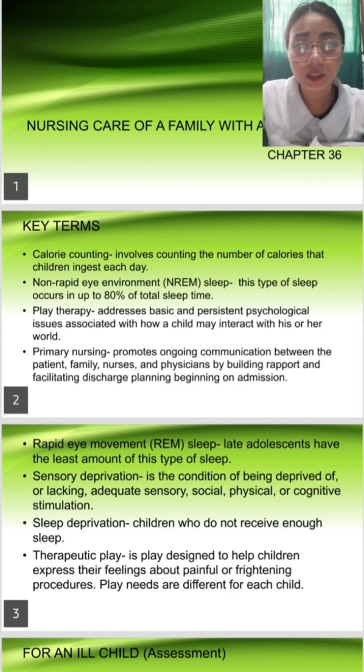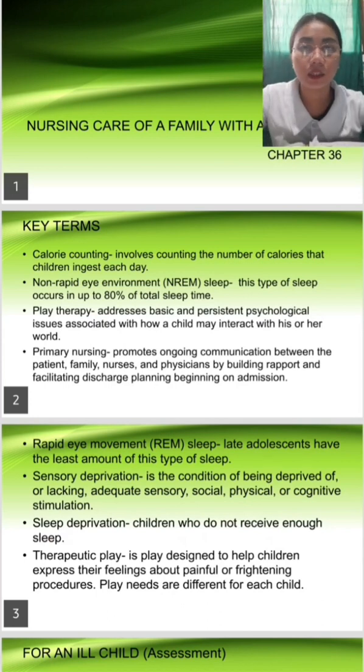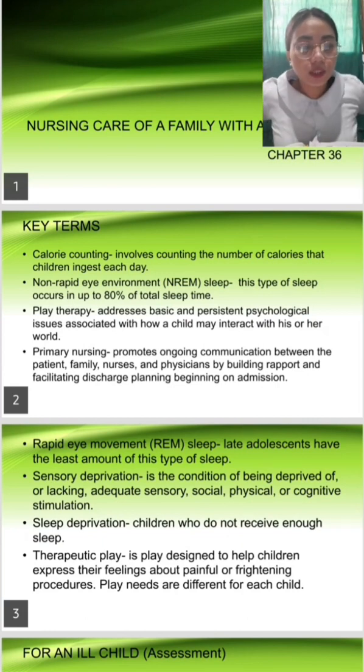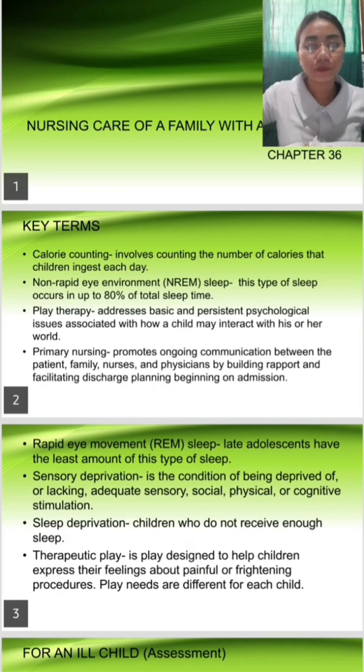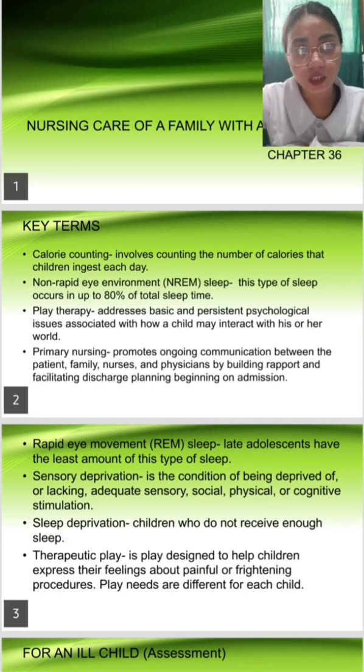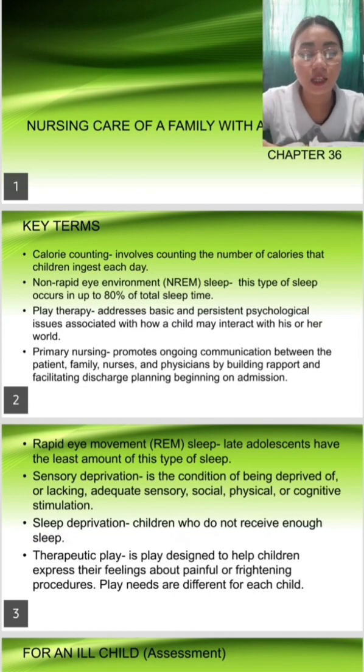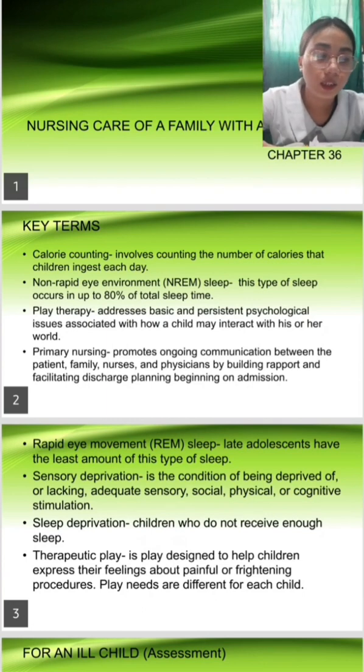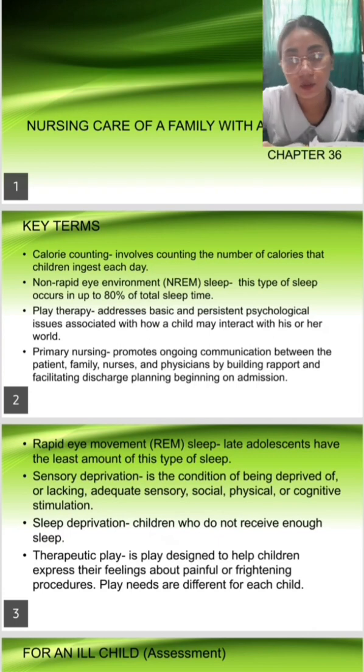Next is non-rapid eye movement, or NREM sleep. This type of sleep occurs in up to 80% of total sleep time. It involves light sleep from which you can be awakened easily. Stage N2 lasts from about 30 to 60 minutes. During this stage, your muscles become more relaxed and you may begin to have slower or delta brain activity. NREM sleep helps your body wind down and fall into deep sleep.